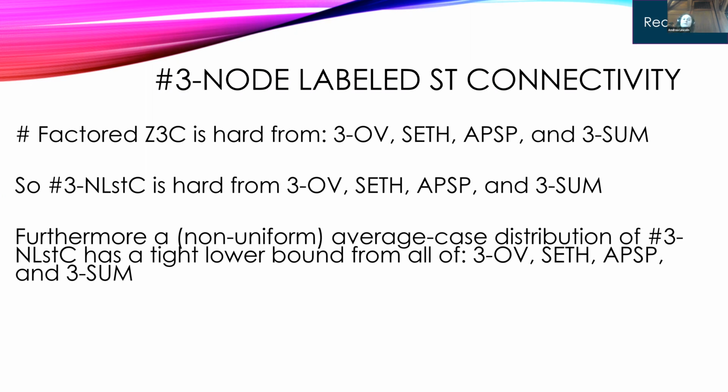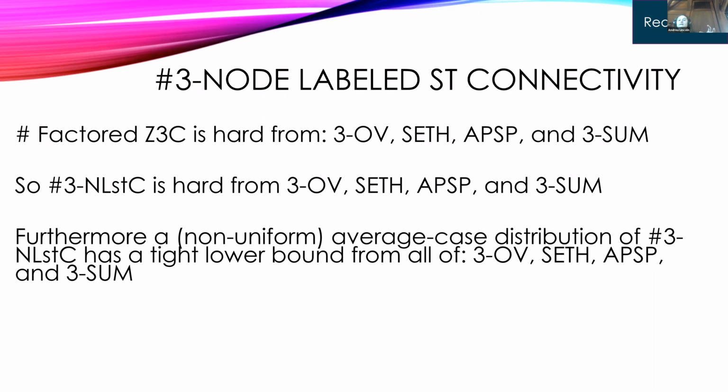But we'd like to further note that you can actually get average case hardness here. It's no longer uniform because we're passing it through our gadget, right? But we have some average case distribution for this counting factored problem. And we can pass that distribution through this gadget. And if you can solve over that distribution with good probability, then you can solve the factored 0 clique problem with good probability. Then you can violate 3OV, SETH, APSP, and 3SUM if you can do that sufficiently quickly.